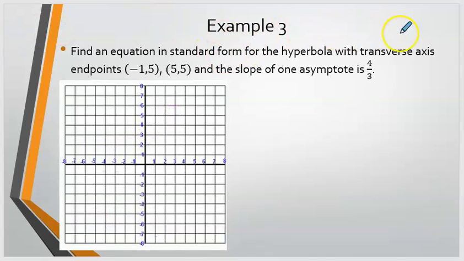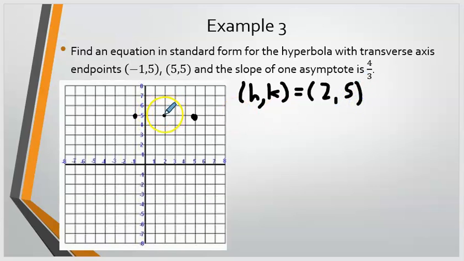And one last example, we again have the transverse axis endpoints. So I have -1, +5, and then +5, +5. So as soon as you get a pair of points, you should be able to identify the coordinate of the center halfway between them. So now I know that my h and k values are going to be 2, 5. And since I can now determine the distance from the center to either of those transverse axis endpoints, that means that now I know a is equal to 3.